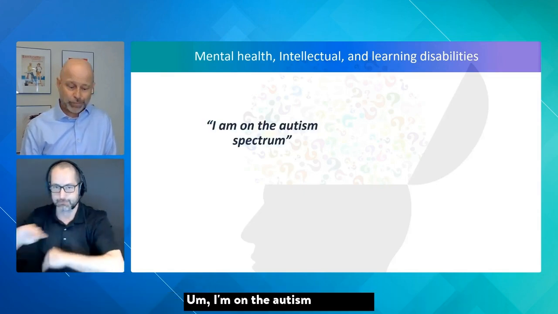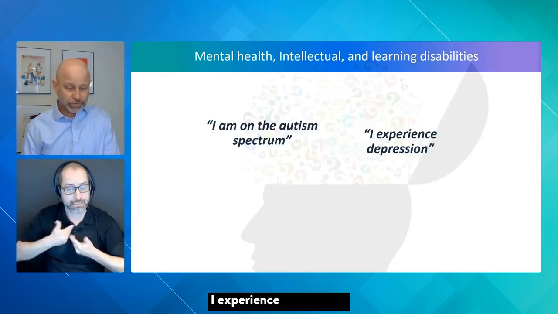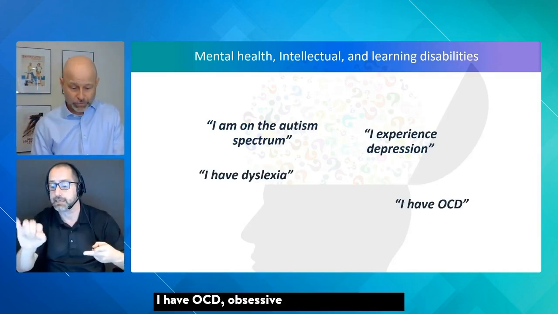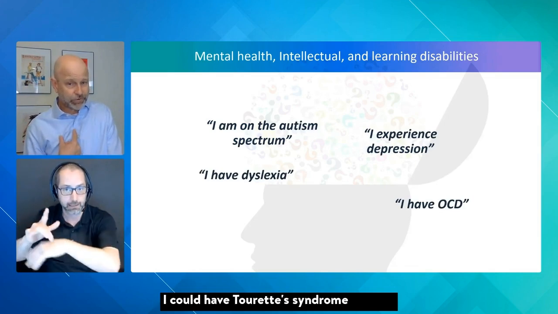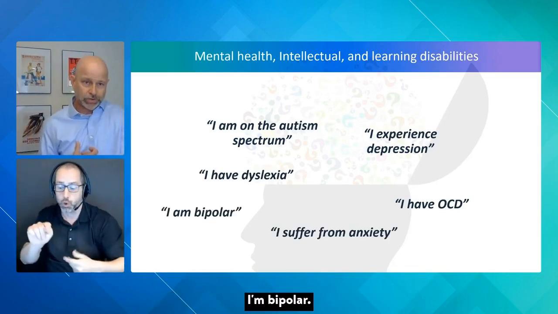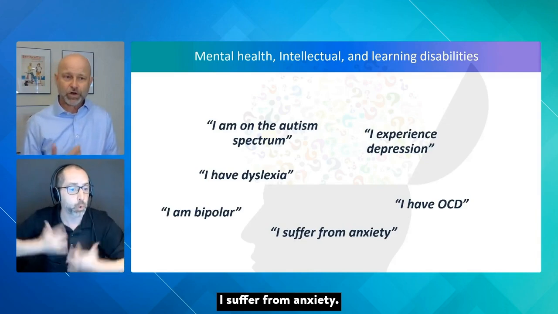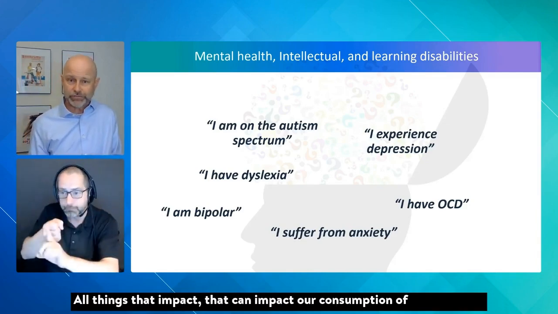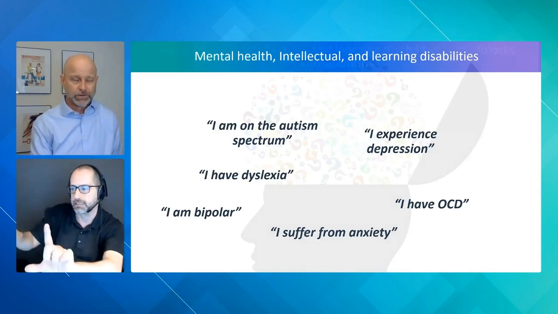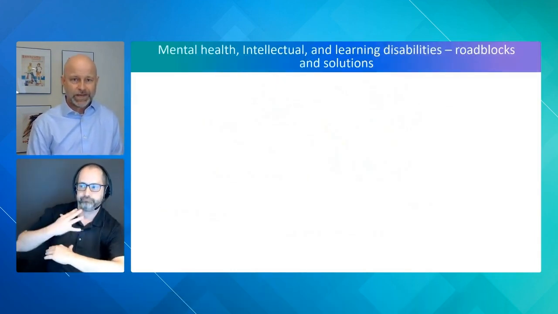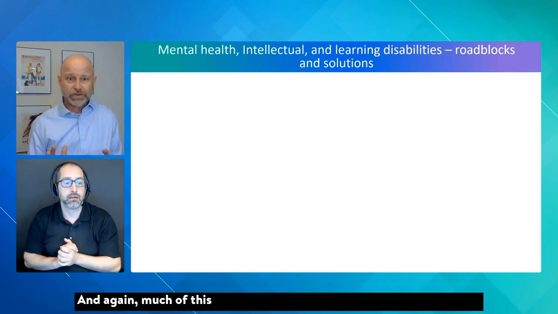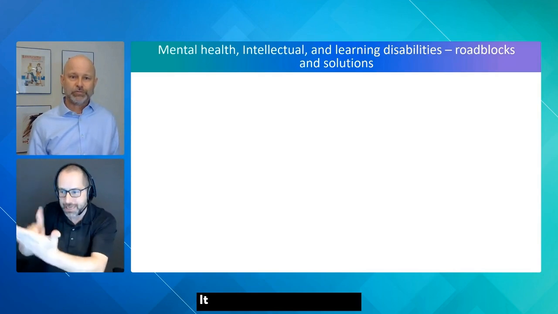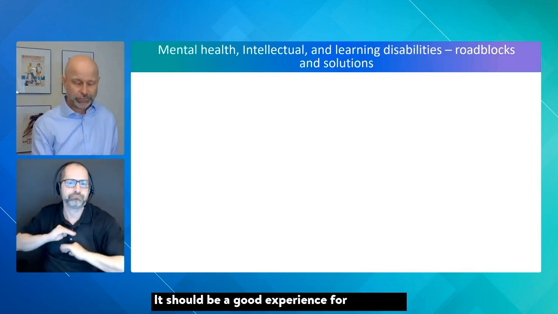I'm on the autism spectrum. I experience depression. I have dyslexia. I have OCD, obsessive compulsive disorder. I could have Tourette syndrome like me. I'm bipolar. I suffer from anxiety. All things that can impact our consumption of web content. And again, much of this heavily overlaps with good design. If it's usable, it should be pleasant. It should be non-frustrating. It should be a good experience for everyone.